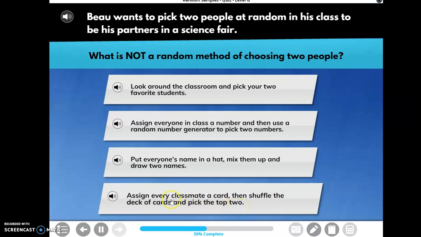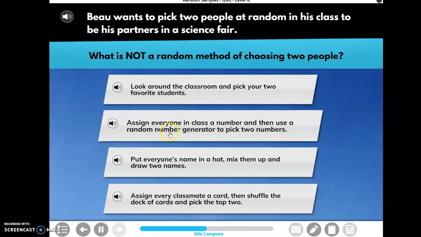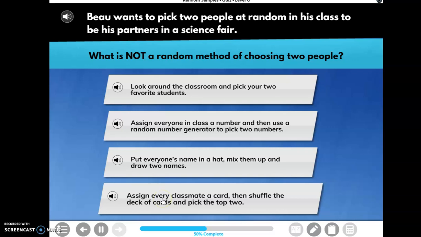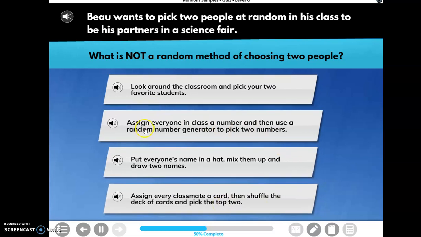Well, which one? Only one of these does not include some type of random choice. So I am not going to give you the answer this time.